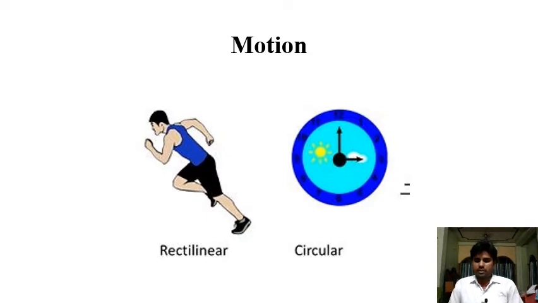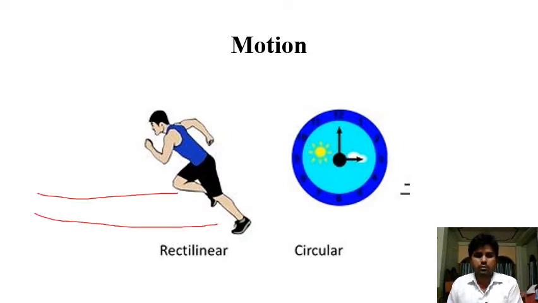Okay students, so we can see here that this man is running on a straight line. He is running on a straight path. So let's suppose this is the path on which this man is running. So this is a straight path.